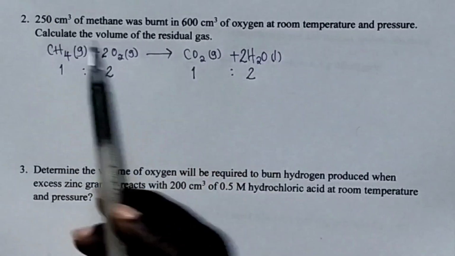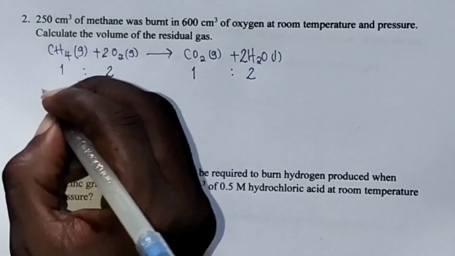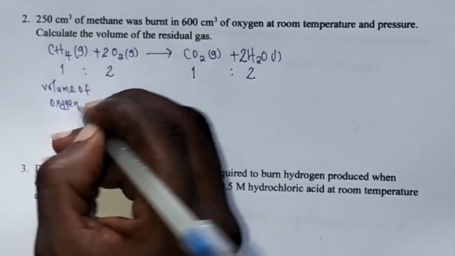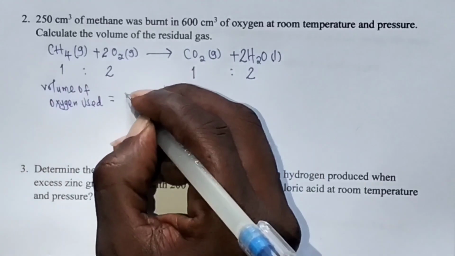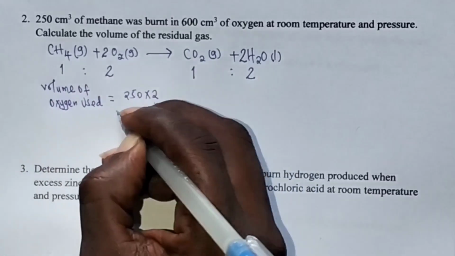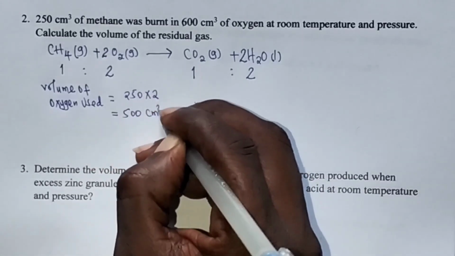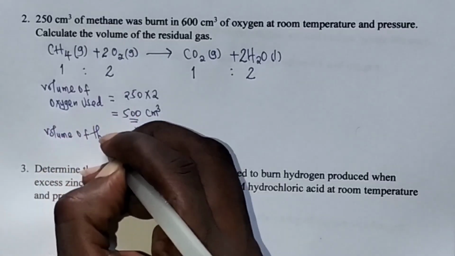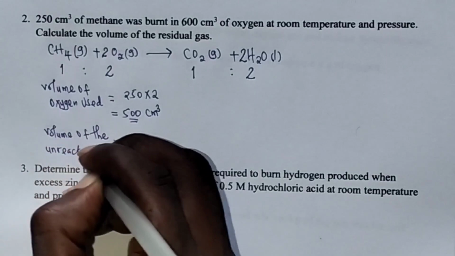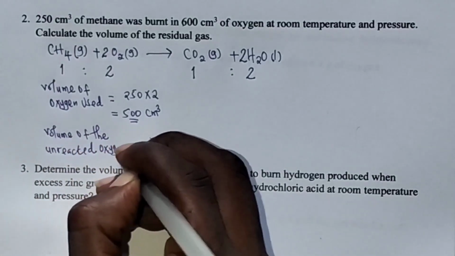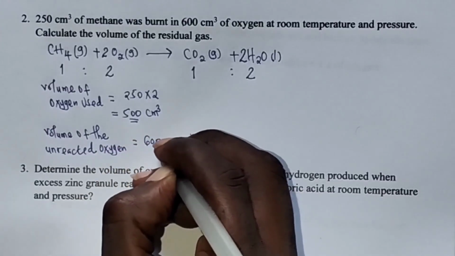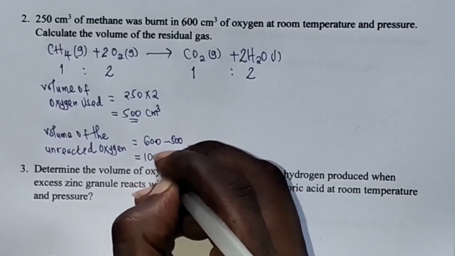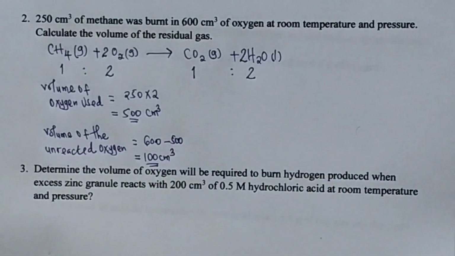Okay, we're asked to calculate the volume of the residual gas. So let's get the volume of oxygen reacted or used. Here it will be 250 multiplied by 2, so we are going to have 500 centimeter cube. Next, let's get the volume of the unreacted oxygen. This one we are going to say 600, which is given, minus the 500 that has reacted. Here we are going to get 100 centimeter cube of unreacted oxygen gas.